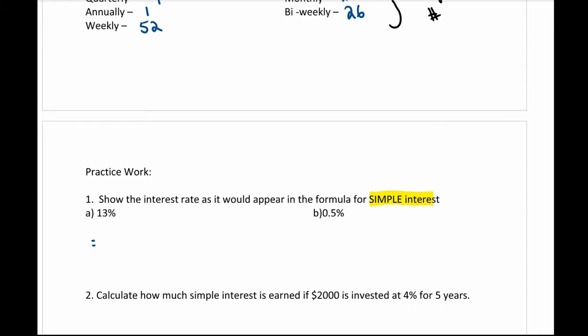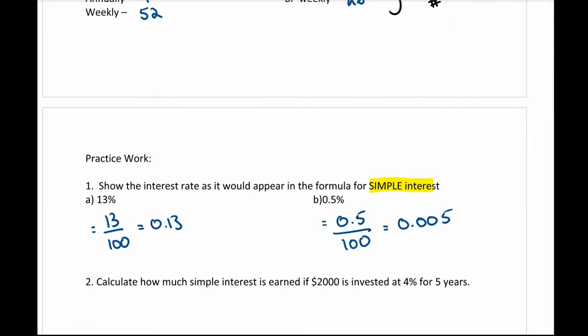And you can do that by taking the percentage, so 13, and divide by 100. To get your percent to a decimal, divide it by 100. So 13 divided by 100 is 0.13. 0.5 divided by 100 is 0.005. So that's how you would find the interest rate for a simple interest question.